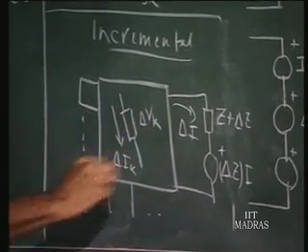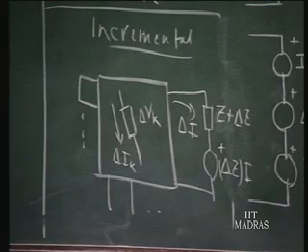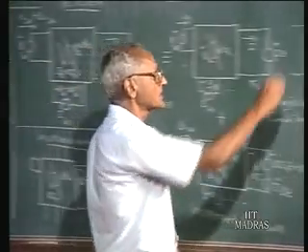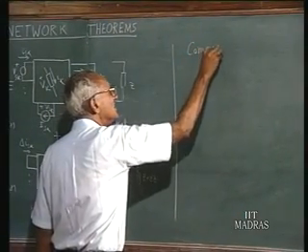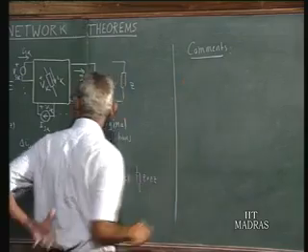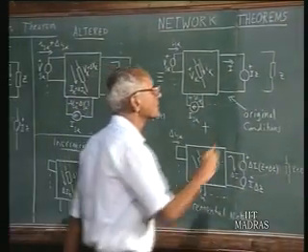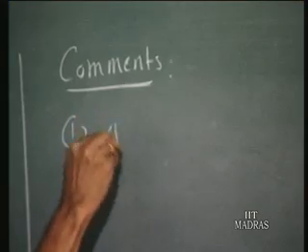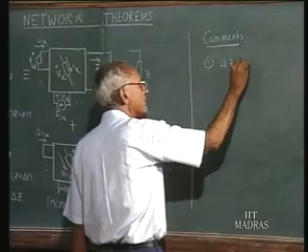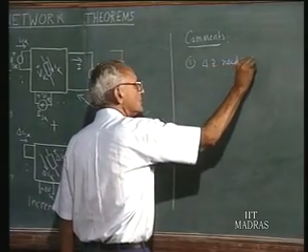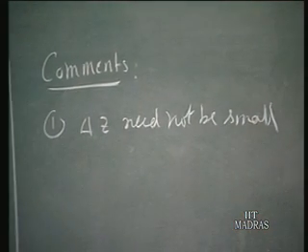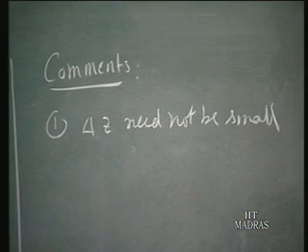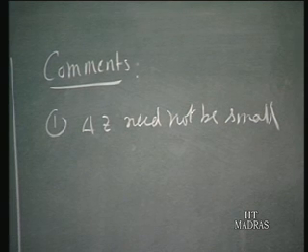So this is what we said is a statement of the compensation theorem in the last lecture, and this is the proof for that. A few comments on this. First of all, delta Z is only a change, it need not be small. We have nowhere used the fact that delta Z is a small increment. It could be quite large. It could be 100%, 200%, no problem at all.